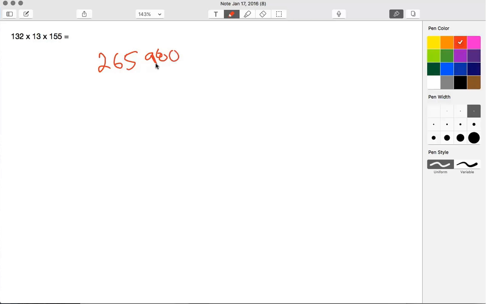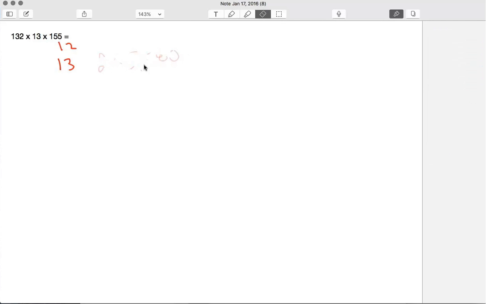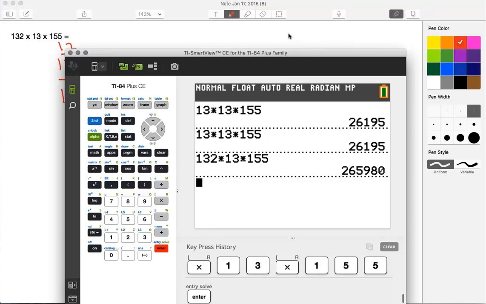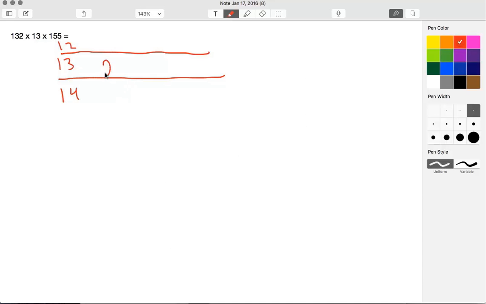265,980 is our number. Now that is with 13, but 13, remember, means all the numbers between 12 and 14. It means everything between 12 and 14. That's the one with the fewest significant figures. So we said 265,980. Yep, it is.